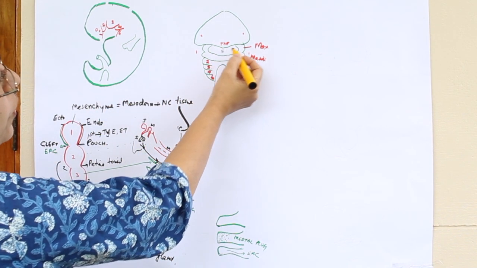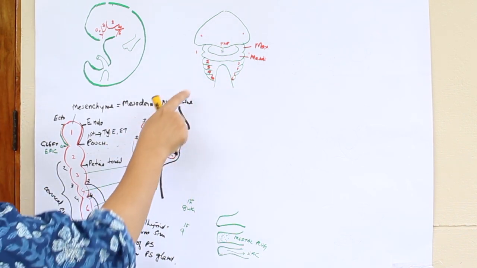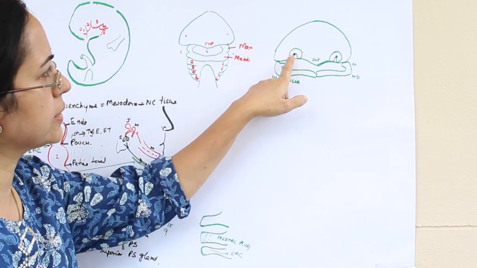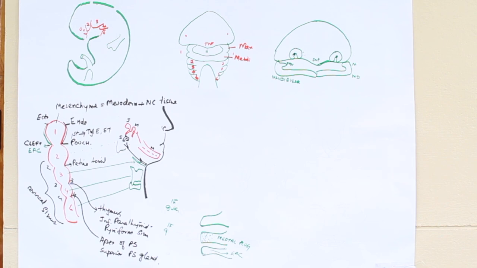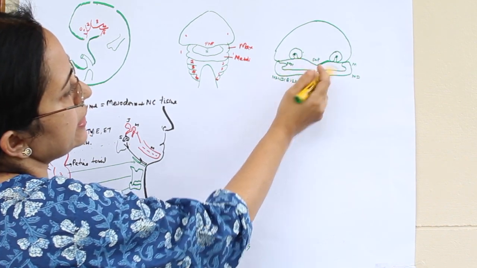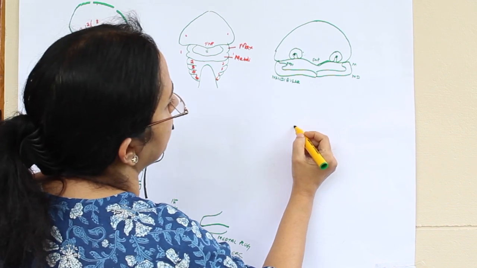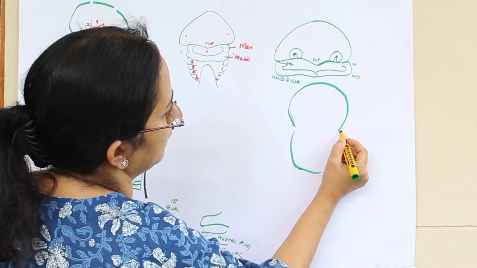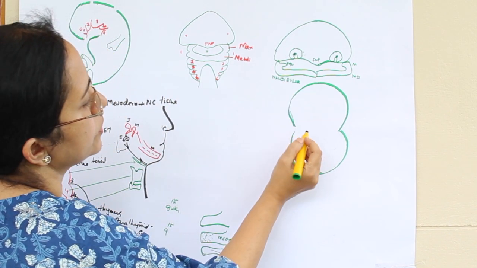Then we have to know what happened to the frontonasal process, this part. So this is a medial nasal process and this is a lateral nasal process. These are forming around the primitive stomodeum. This is the primitive mouth. What happens is, this medial nasal process on both sides will come together. So we can see here, this is your future nose.